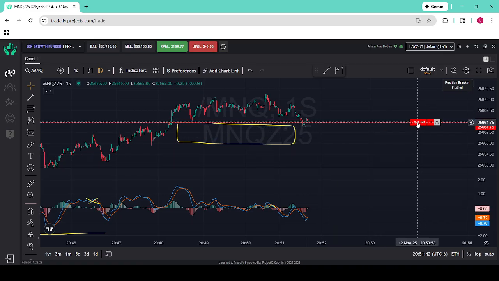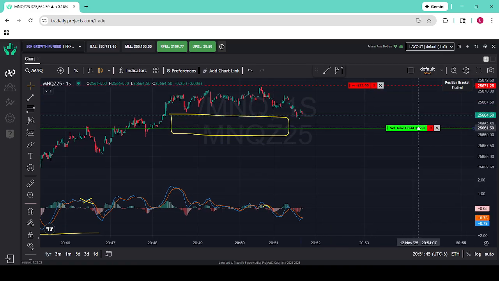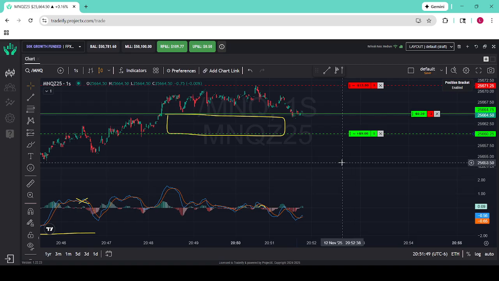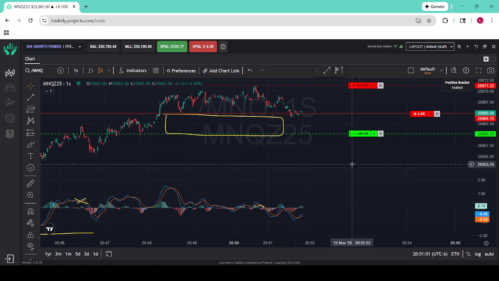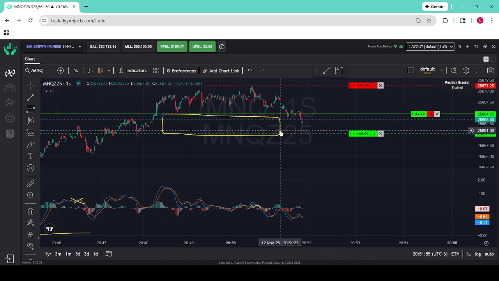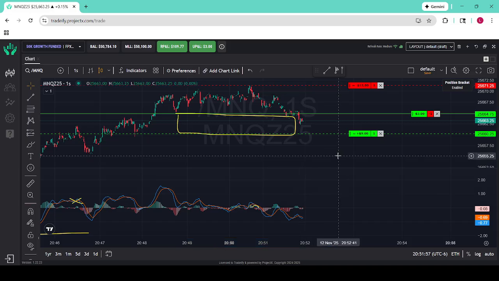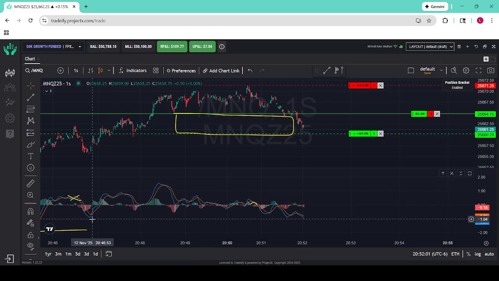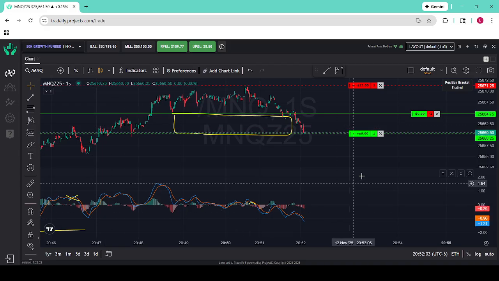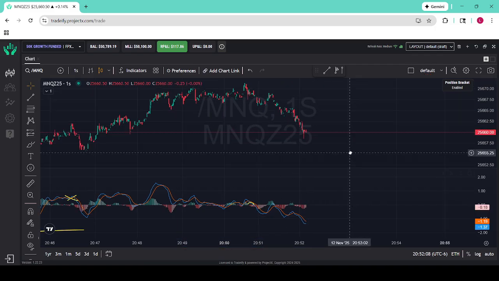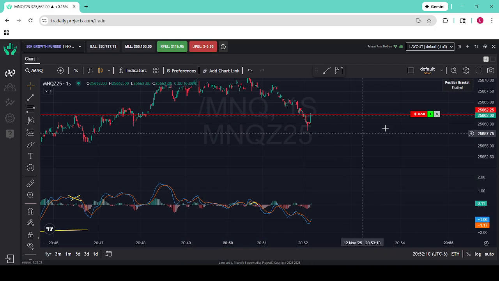So short here. We're gonna fill the gap down here. Be very careful because there is a peak right here that it could bounce off of. So there you go. Went by.